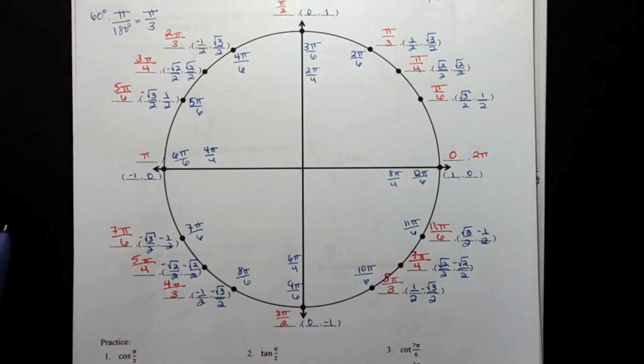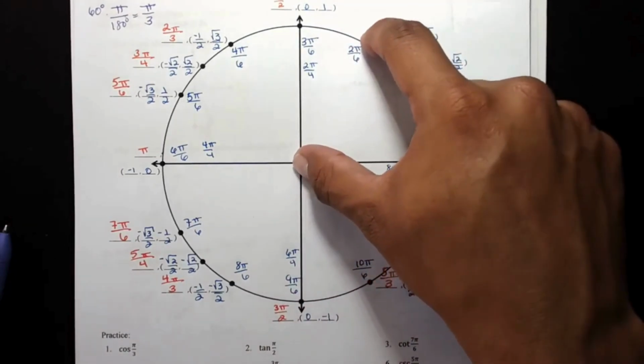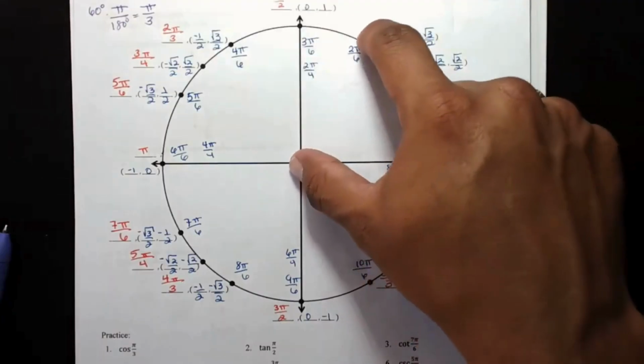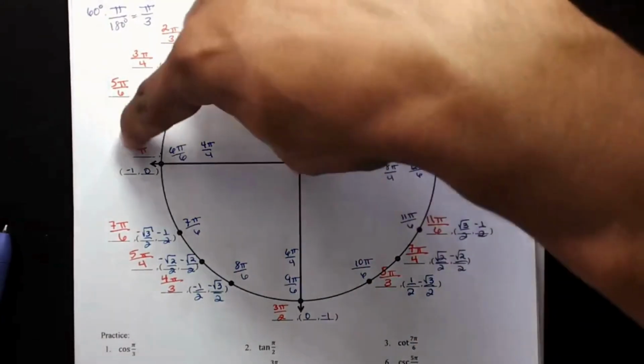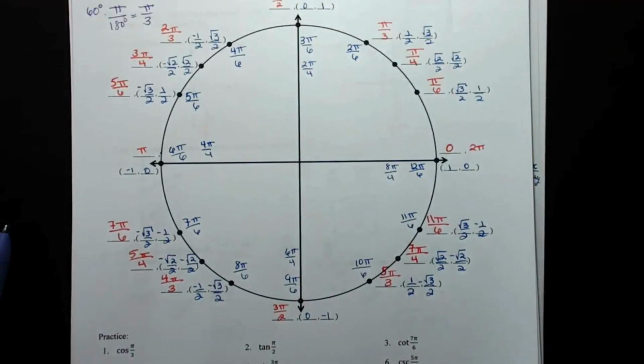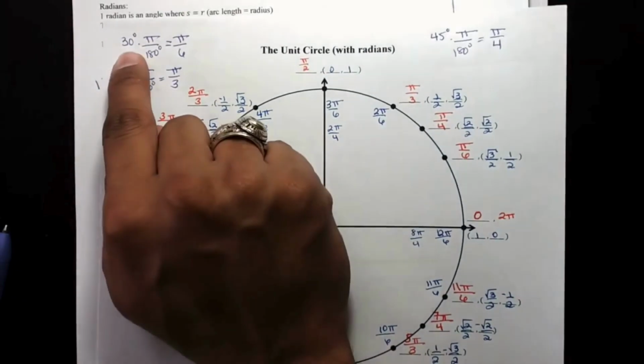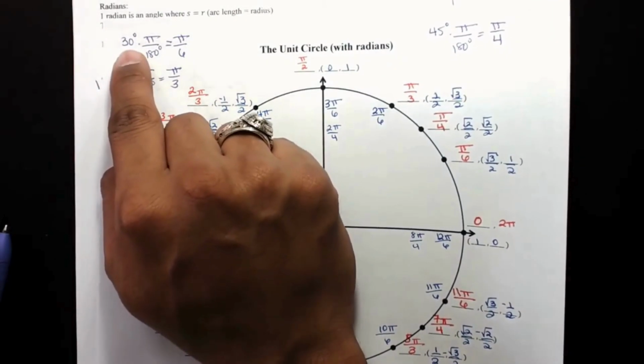You can also do by 60-degree increments. So if you're going from 60 to 120, that's pi over 3 and then 2 pi over 3. And then the next 60 would be 180, which is 3 pi over 3. Again, figuring out a way to associate those together. What's really helpful is just knowing that 30 degrees is always pi over 6.